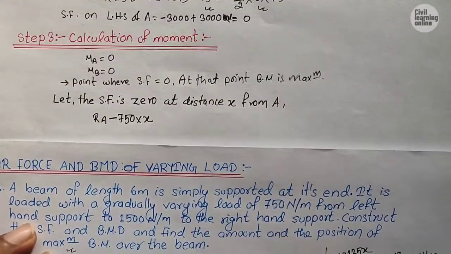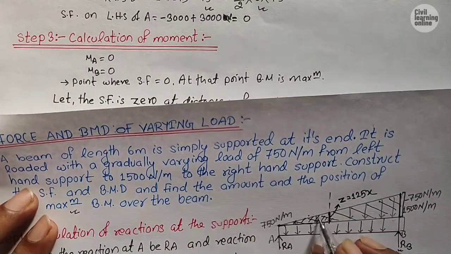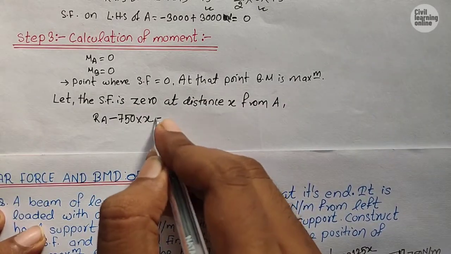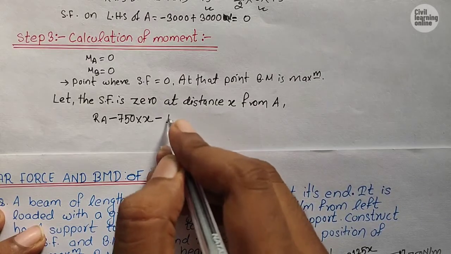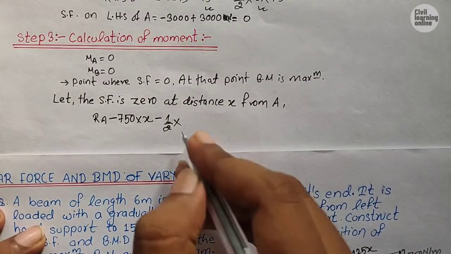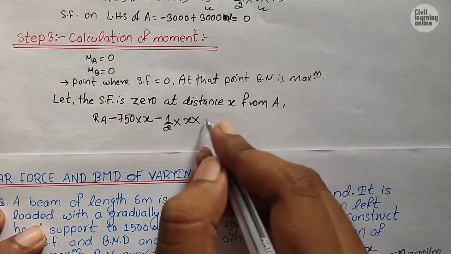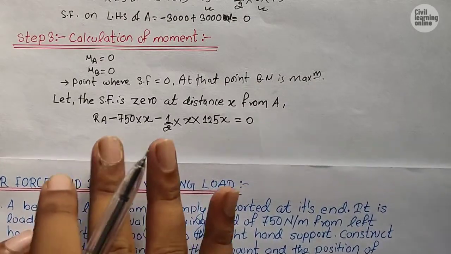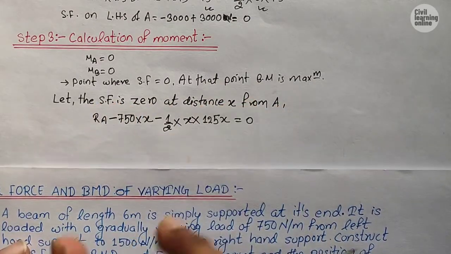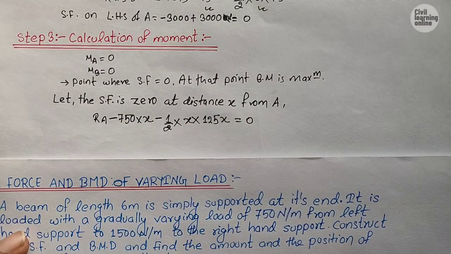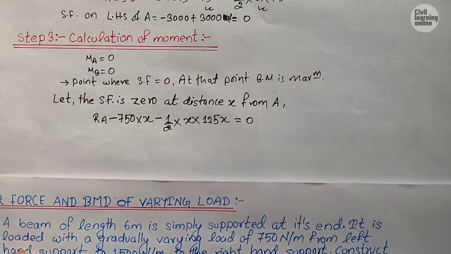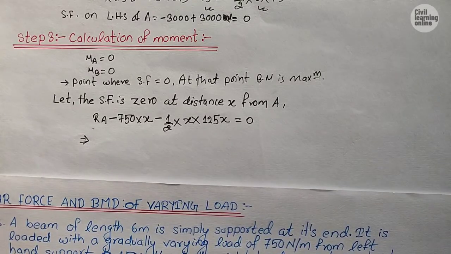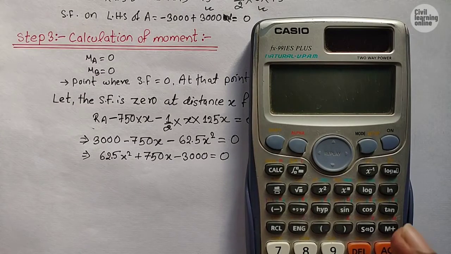Now let us take the shear force due to the loading of this portion. It will be minus, as it is acting downward, half into base x into height 125x, equals 0, because we have considered that the shear force is 0 at distance x, which means the sum of all the forces up to that point C will be equal to 0. From here put down the value of RA and solve this to get the value of x. So guys, this is our equation. Now let us solve the equation using a calculator.